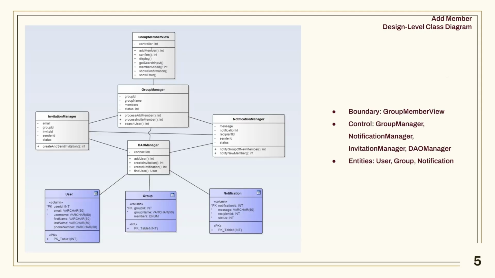But here we have the group member view, which basically is the control, which controls the UI side of things. It takes in the information from the user, confirmation, displaying things if the member is added, getting the search input, showing errors, confirmation, things like that. This interacts with the group manager, which is a control class, and it has all the attributes such as the group name and members and status, things like that. It has the methods such as processing adding the new member, process invite member, and searching the user.